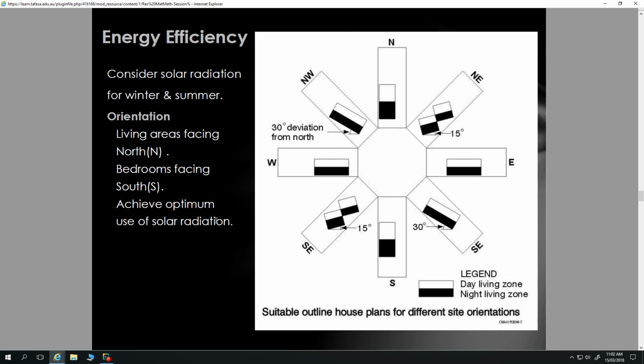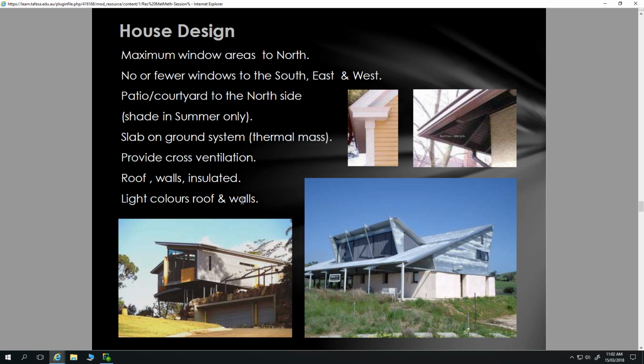Does everybody know how that works? Yes, no? So maximum window areas to the north and no or fewer windows to the south, east and west. Patio and courtyard to the northern side, high enough to provide shade in summer only. And also a system like a slab on ground gives the building lots of thermal mass.